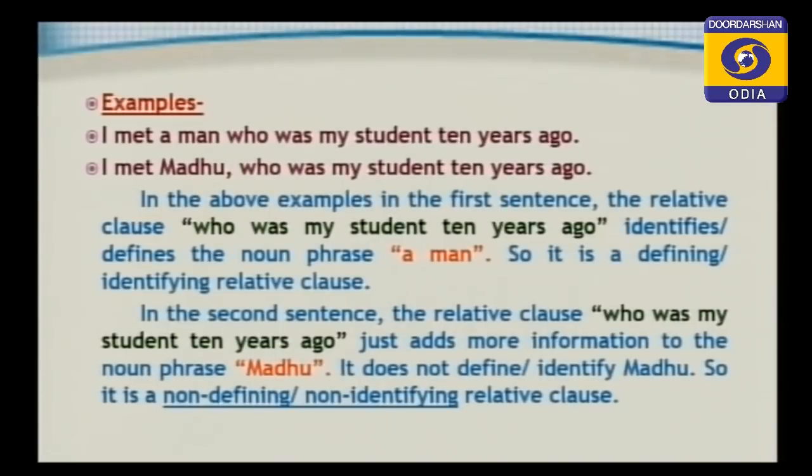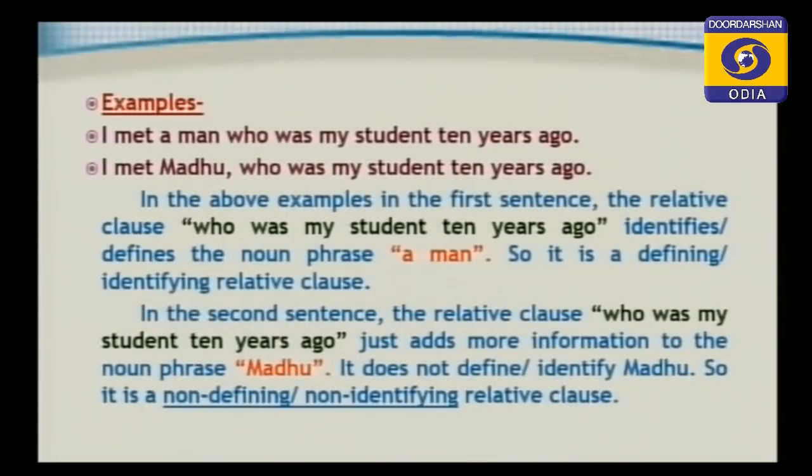It defines, it identifies the man. So, who was my student 10 years ago? The relative clause is a defining relative clause. On the other hand, in the second sentence, if I say I met Madhu, the sentence is complete. The additional relative clause, who was my student 10 years ago, just gives more information about Madhu. It doesn't identify Madhu, it doesn't define Madhu, it just adds information to Madhu.